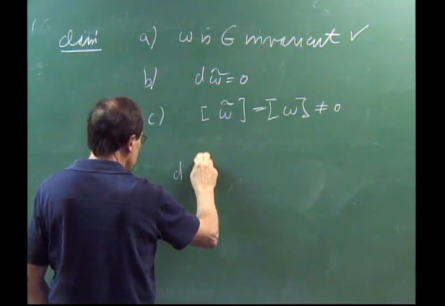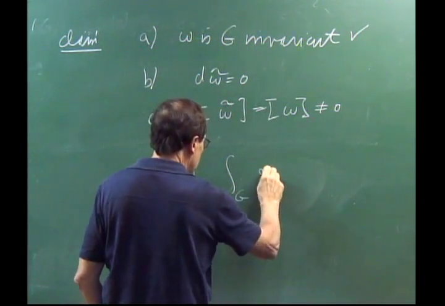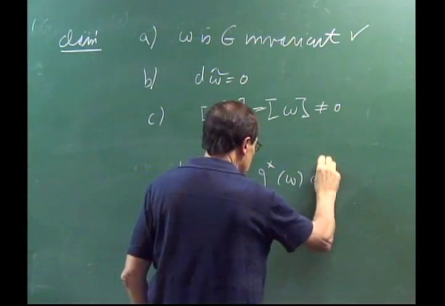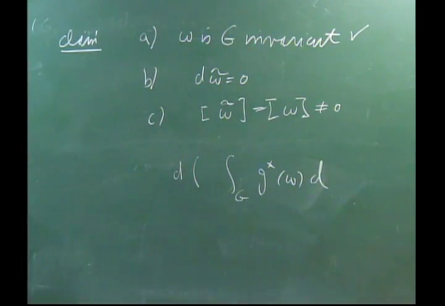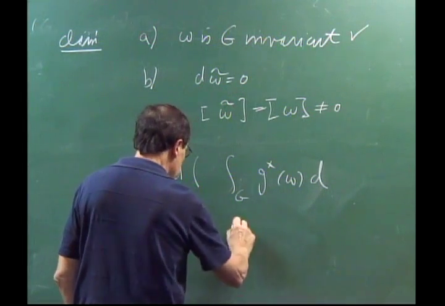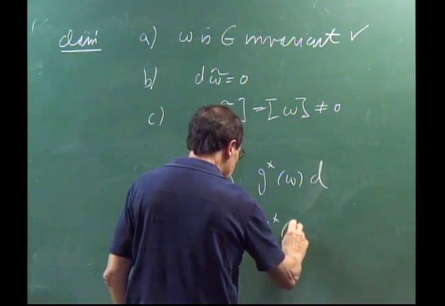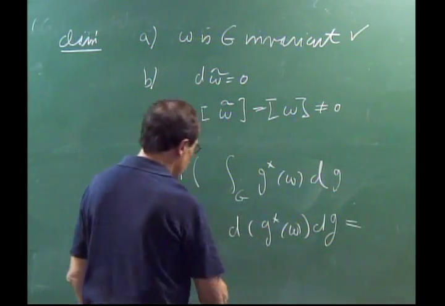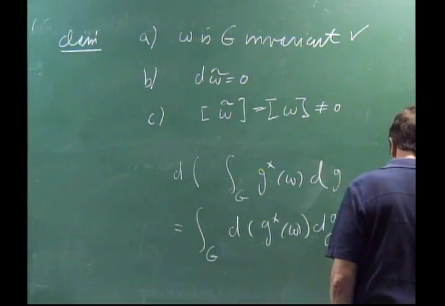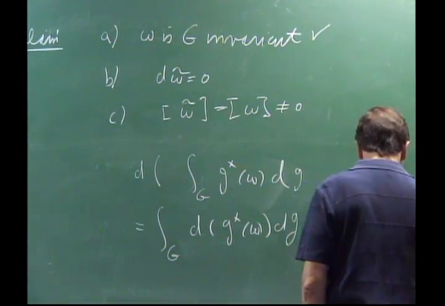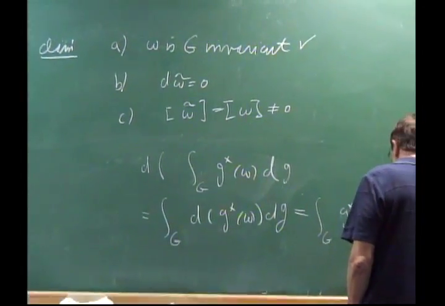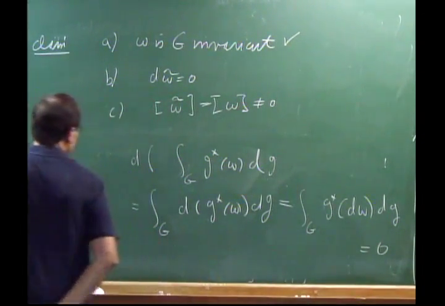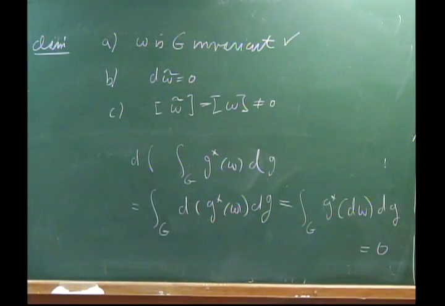Why is B true? Well, d commutes with the integral. I can say that's the same thing as the integral over G of d of g star omega. And d commutes with pullbacks, so it's the integral of g star of d omega. Of course, omega was closed, so it's also closed. So the average of this form is automatically a closed form by the properties of the exterior derivative. Now I just want to say it has the same cohomology class.